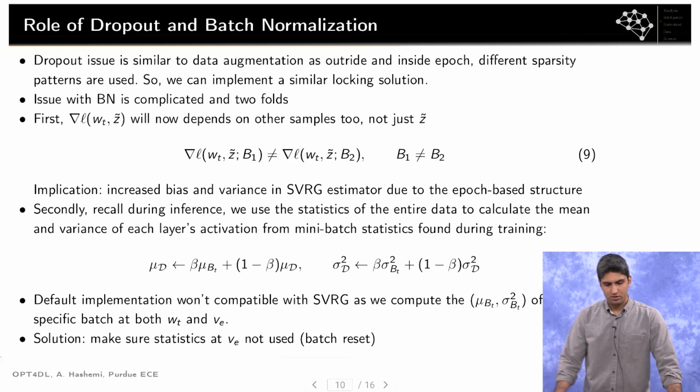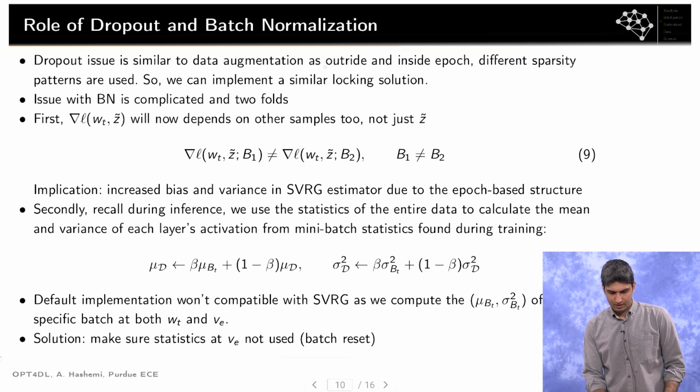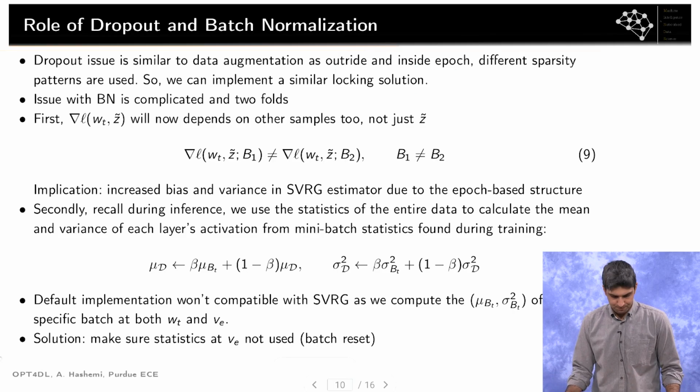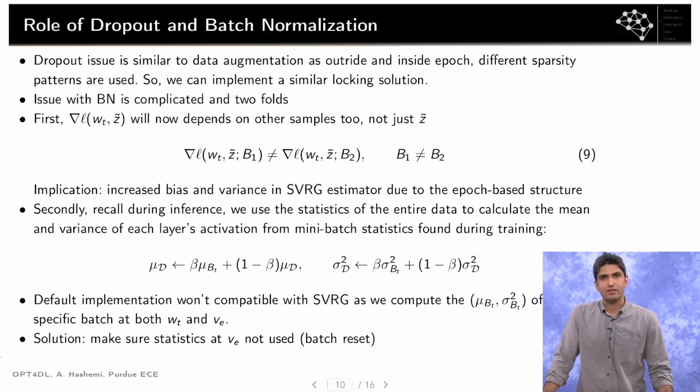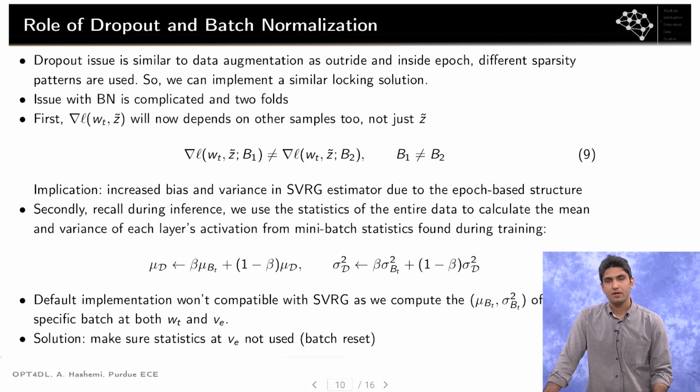So the dropout issue is actually similar to data augmentation, as again, for instance, inside and outside of an epoch, we use different sparsity patterns. Okay. So therefore, we expect to be able to use a similar locking solution, meaning that if you use a sparsity pattern outside of the epoch, you save it, okay, and then reuse it inside of the epoch. And again, this to some extent helps with the increase in the variance issue we talked about.